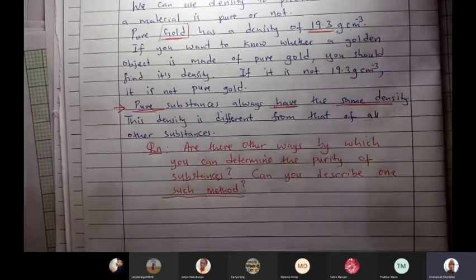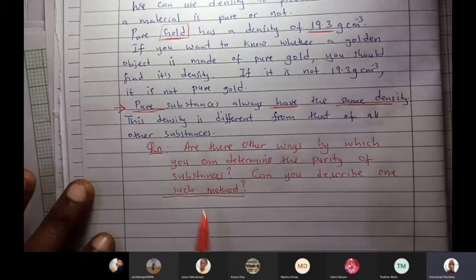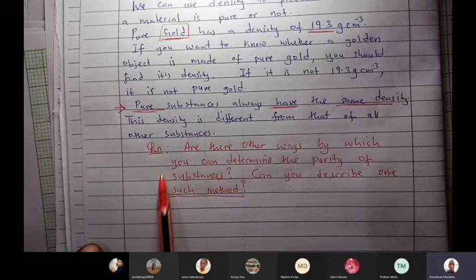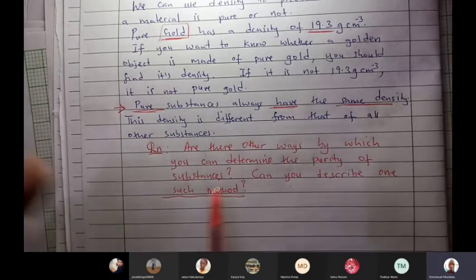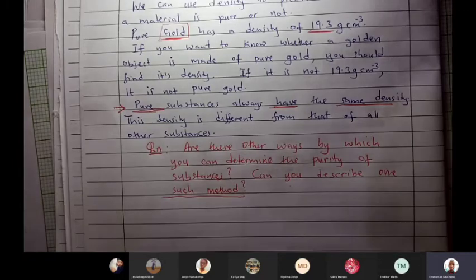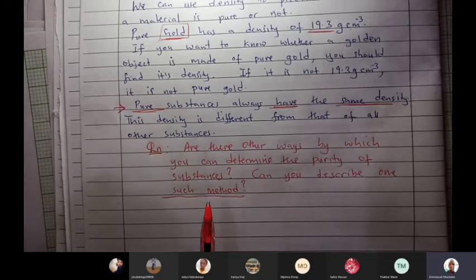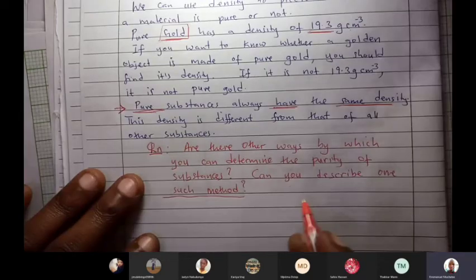Of course, for you to talk about it in detail, I think I'll leave you on that. When you go to Google, you'll be able to see how, because here they're saying, are there other ways by which you can determine the purity? That is depending on the boiling point. Another person can depend on the melting point. You see that already I mentioned two ways.